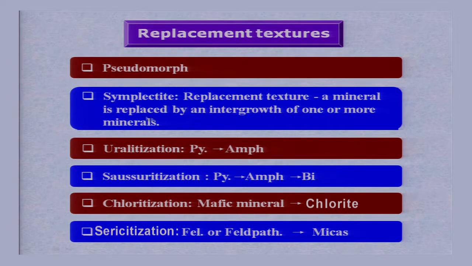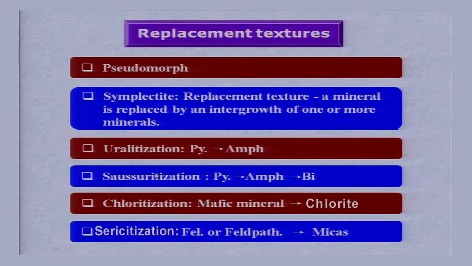A mineral is replaced by an intergrowth of one or more minerals. Uralitization means addition of OH molecules in the pyroxene structure. As a result, amphibole is formed. The process is known as uralitization.